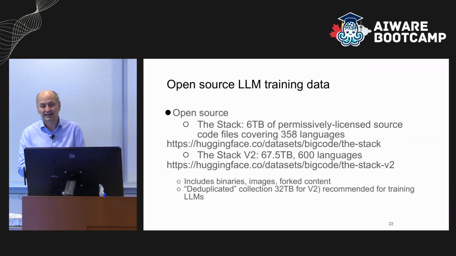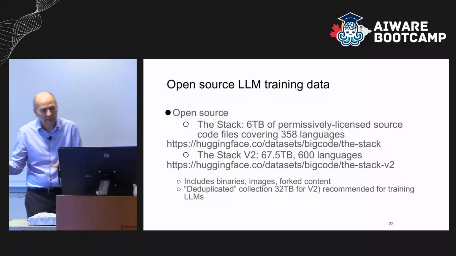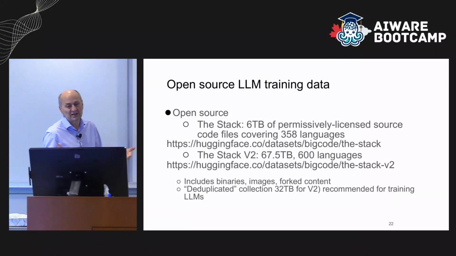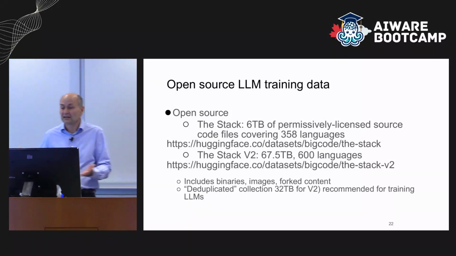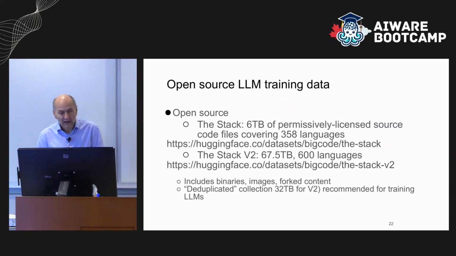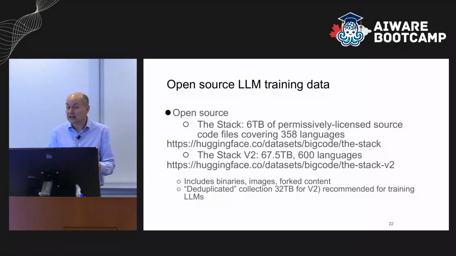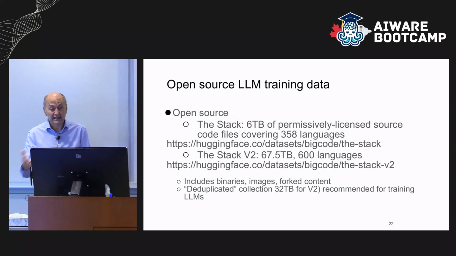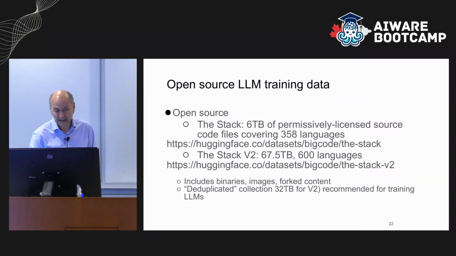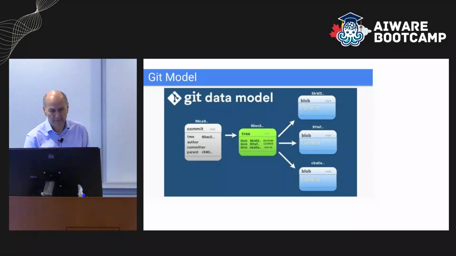It has 6 terabytes of data. Stack V2 has 67 terabytes of data, claims to have 600 languages. Again, it's a little bit BS, right? 600 languages just simply means there are 600 different file extensions, right? But anyway, it includes binaries, images, forked content, etc. A deduplicated collection is available as well. It's about half the size of the large collection, right? So let's take that data and see how much of that is crap.